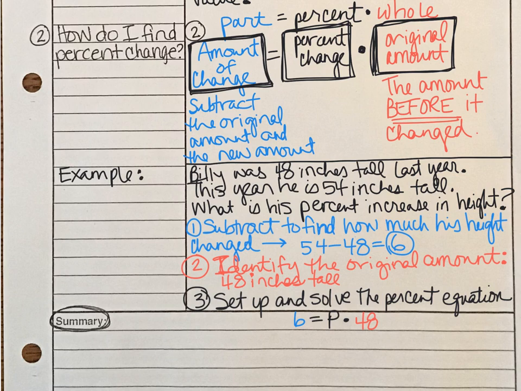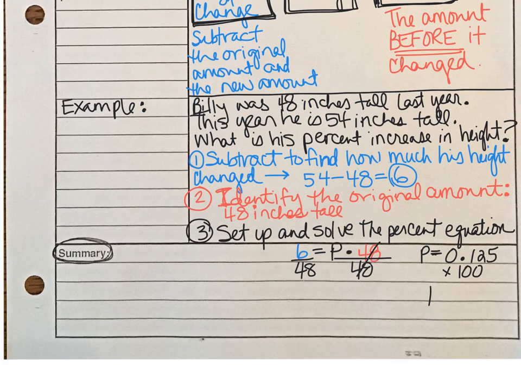Now we're going to go ahead and solve that equation by dividing both sides of it by 48. And the number that we get is going to be in decimal form. So P is equal to 125 thousandths. But remember that this is the decimal form for our percentage. So in order to get our percentage, we need to multiply that times 100. And we get 12 5/10%. So Billy had a 12 5/10% increase to his height between last year and this year.